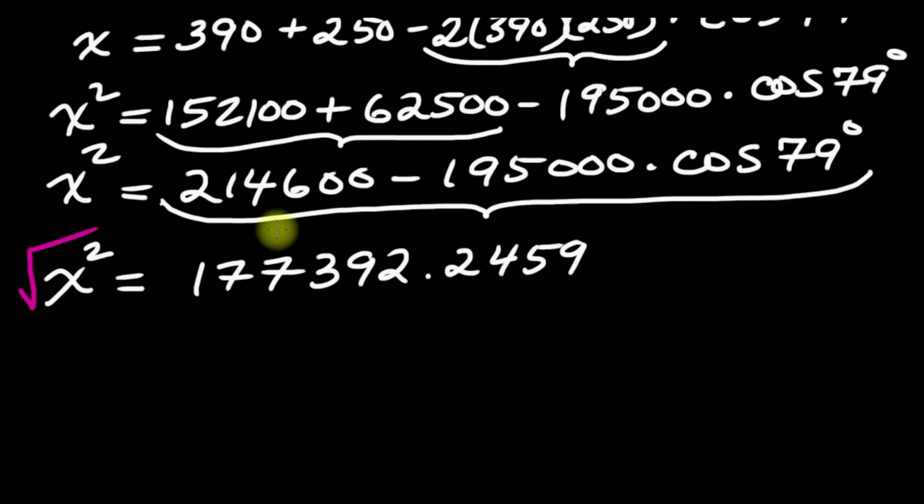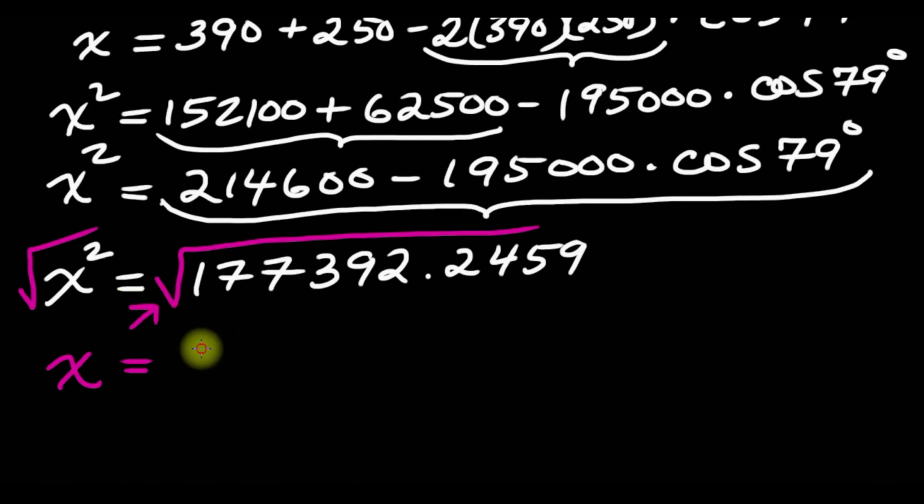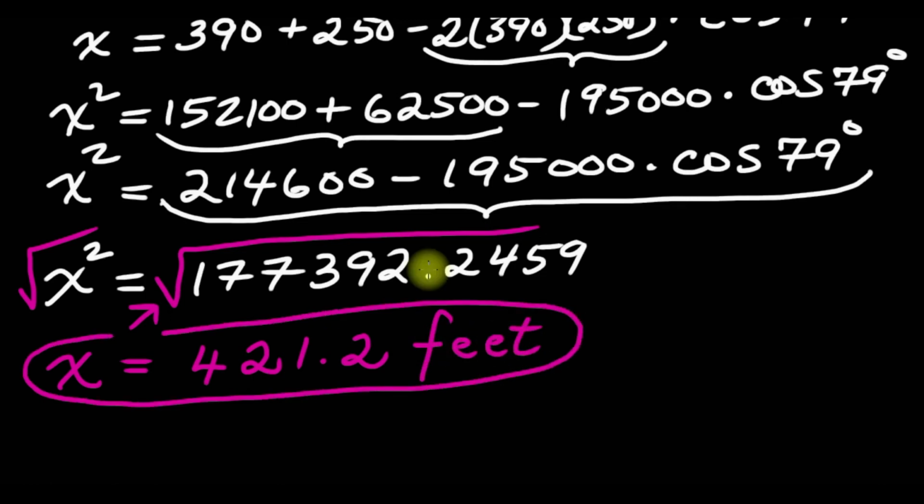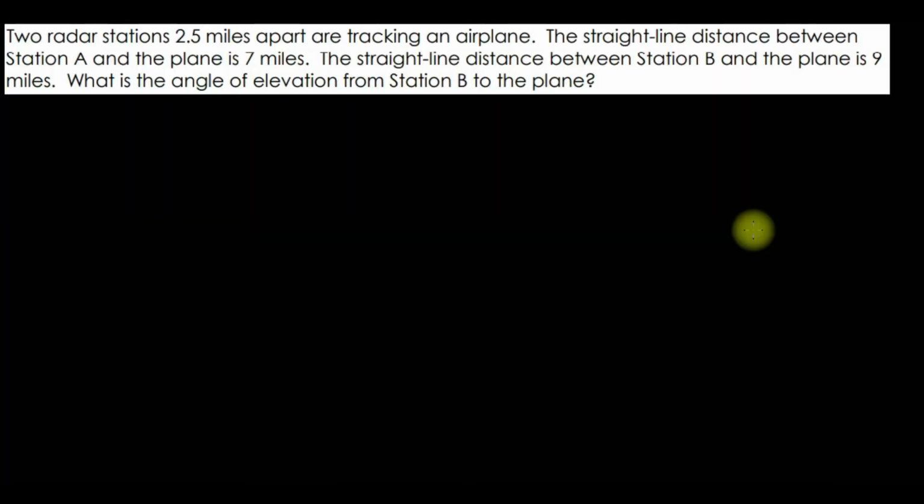And then to go from x squared to x, you would have to take the square root of it. So take the square root of x squared. Then I have to take the square root of this number. The square root of x squared is x, and then the square root of this is going to give us 421.2 to the nearest tenth. And it's going to be feet. So the length of the West Avenue section is 421.2 feet.